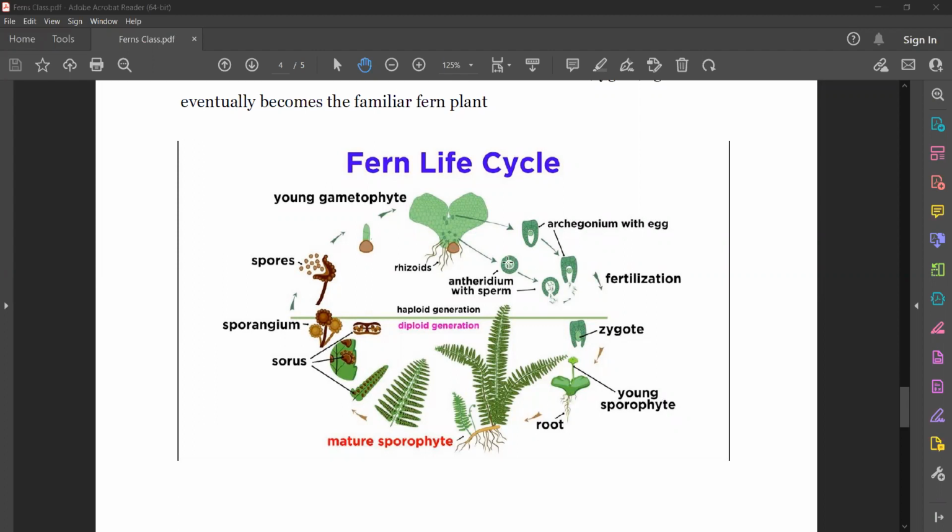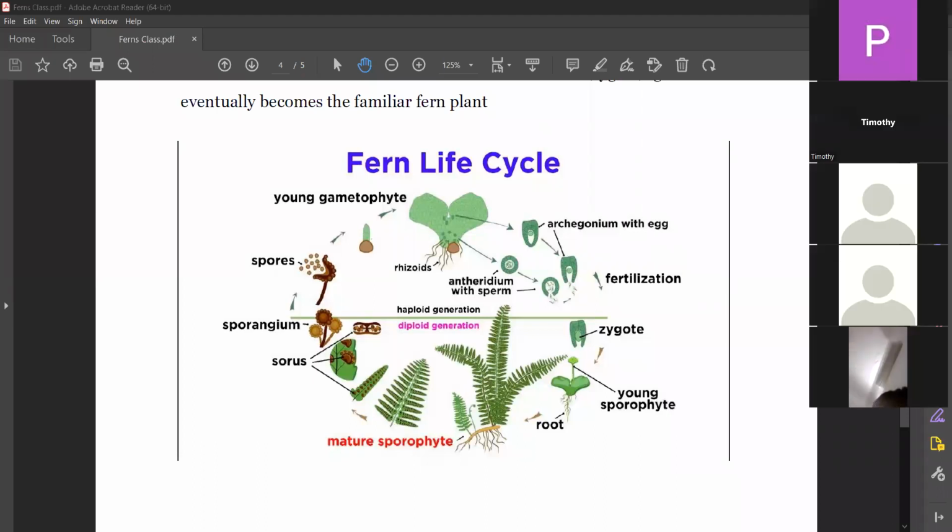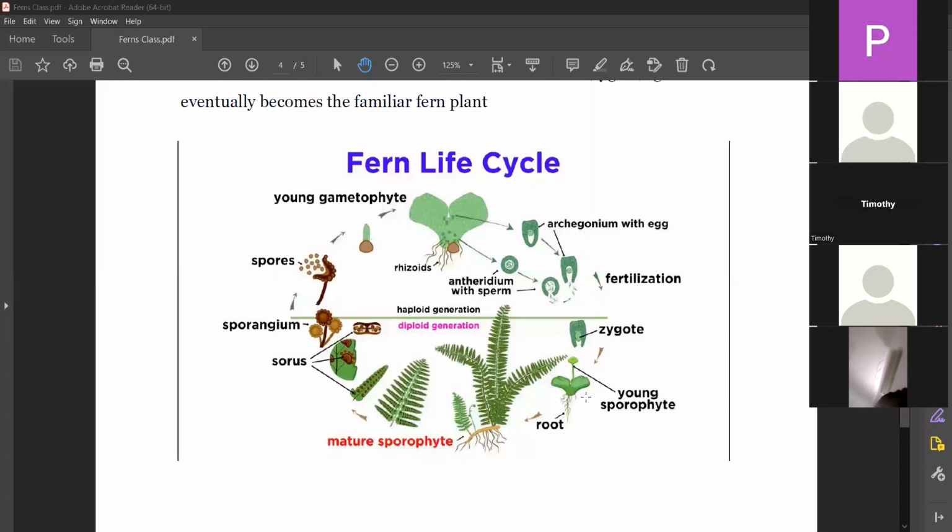So the male sex cells released are flagellated, meaning they have a fin, which helps them to swim. And this swimming is done in a thin film of water. So it goes to the underside, fuses with the female sex cells of the archegonia, and then a new fern is produced, right? It develops into a zygote, then the zygote grows into a sporophyte, and that's basically how the fern is formed.